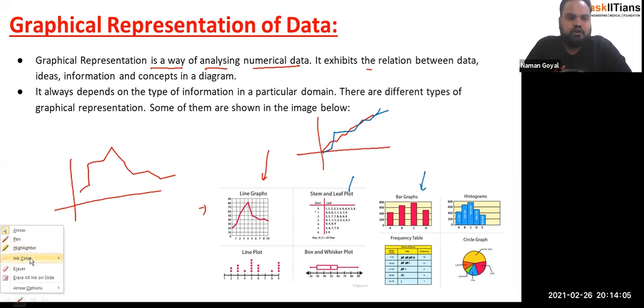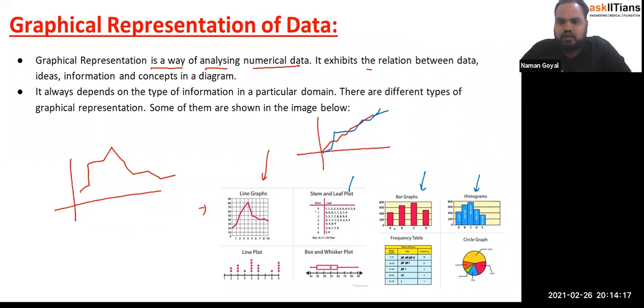Okay, now the next is histograms. See, what is the difference? If you see, these all are graphical representations. In a bar graph, there is a space between two bars, but in a histogram there is no space between two bars. This is the main difference between a bar graph and a histogram. We are going to learn about bar graphs and histograms in depth, no problem. This is a line plot, this is a box plot, this is a frequency table, and this is a circle graph.